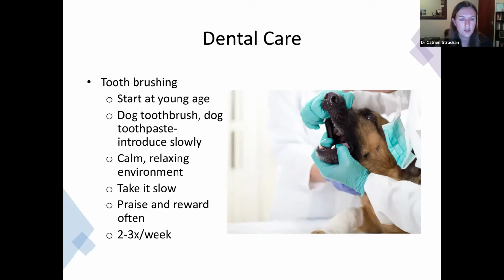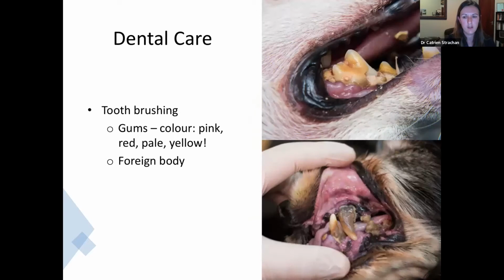When you do brush your doggy's teeth, try and do it in a calm and relaxing environment, and then just take it slow. Do a few brush strokes for the first day and try and increase it as you go along. Do lots of praising and rewarding if they're sitting nice and still. You can probably build it up to about 2 to 3 times a week.